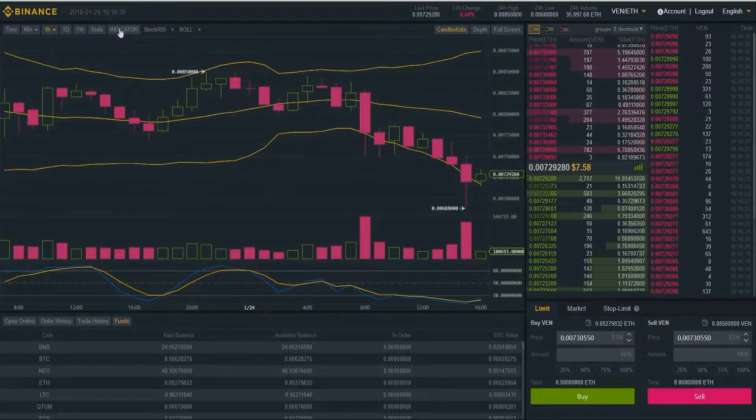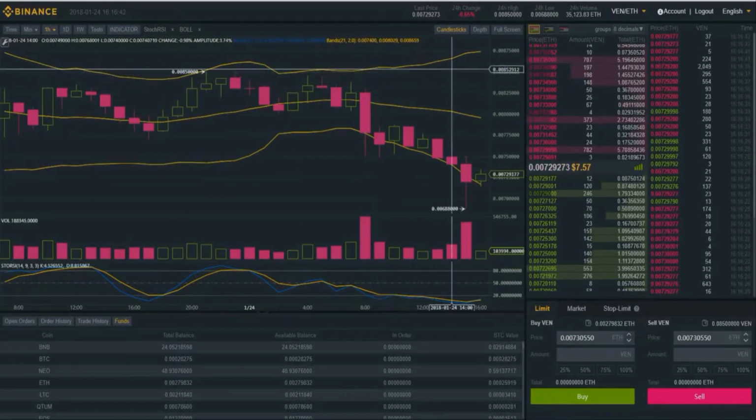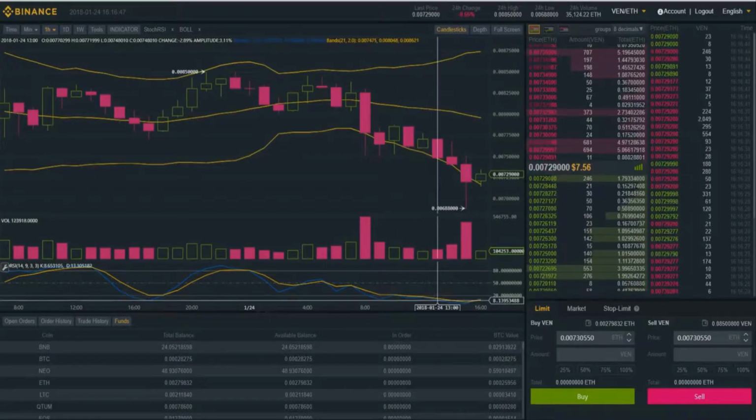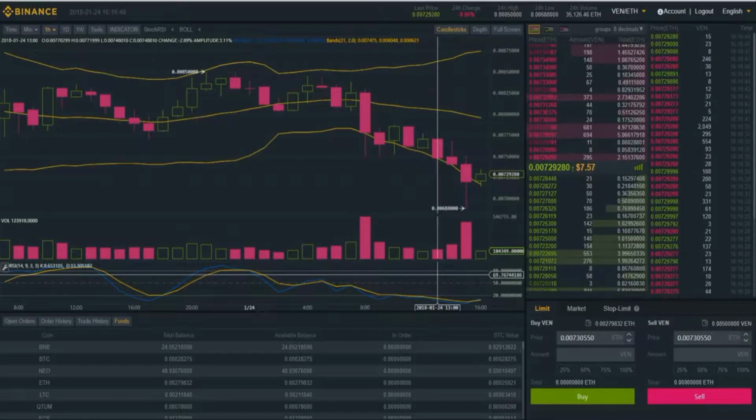So what you're going to want to do is go to indicator here on top of the charts. You're going to want to enable these two, Stochastic RSI and Bollinger Bands, okay? The Bollinger Bands are right here. They're these three lines. And then down here is the RSI. So here's the perfect time to invest and when to get out.